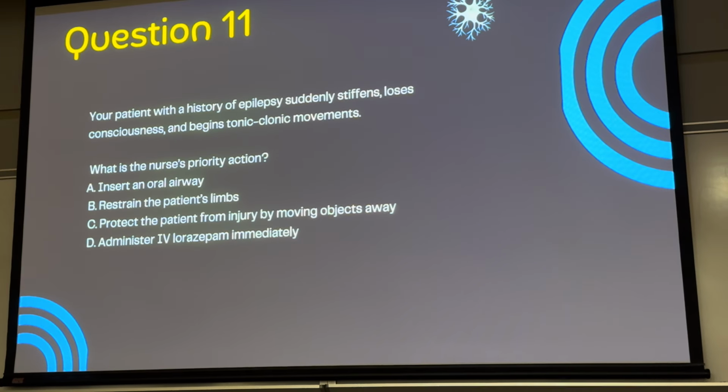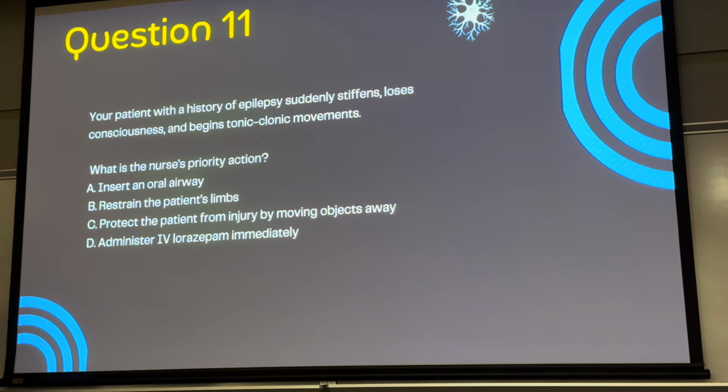A patient with a history of epilepsy suddenly stiffens, loses consciousness, and begins tonic-clonic movements. What is the nurse's priority action? Okay. Protect the patient from injury by moving objects away. Why not insert an oral airway? You don't put anything around. Don't put anything in their mouth initially, right?